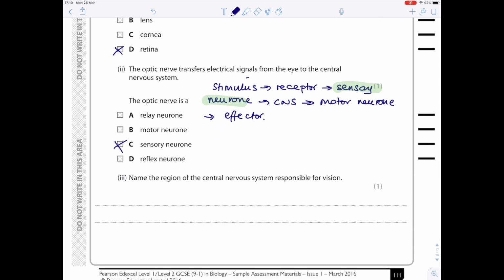Name the region of the central nervous system responsible for vision. This is again a factual recall question, and it is the cerebrum.